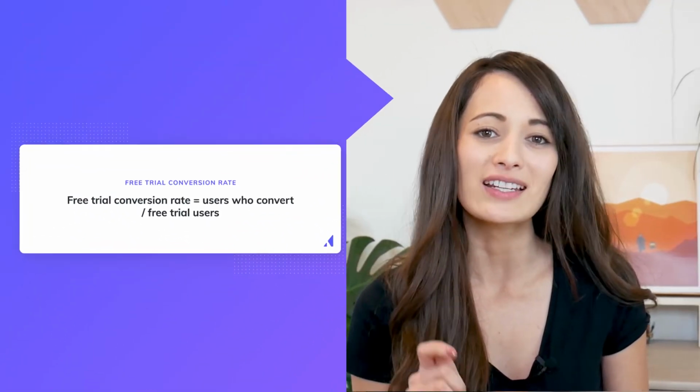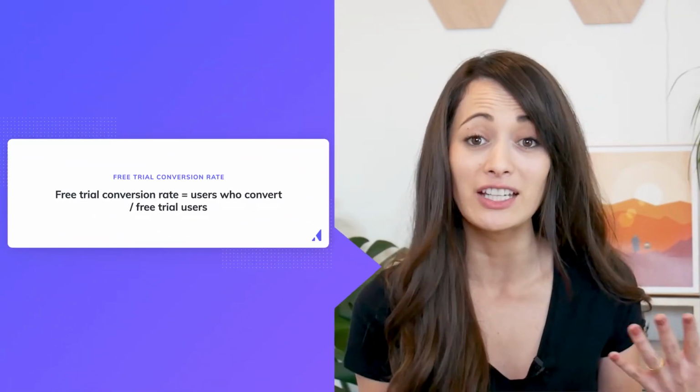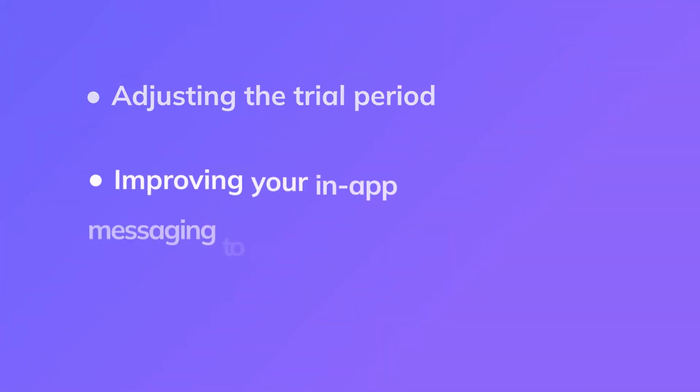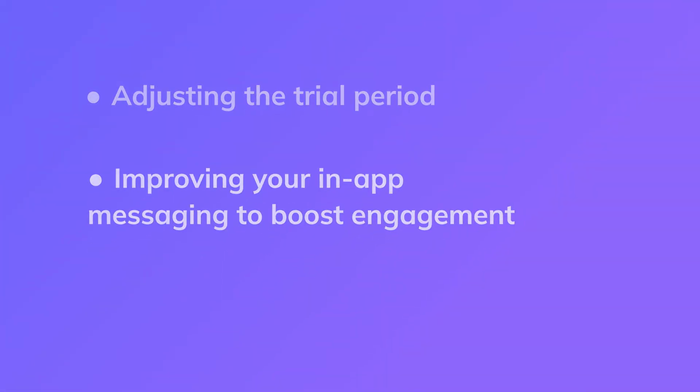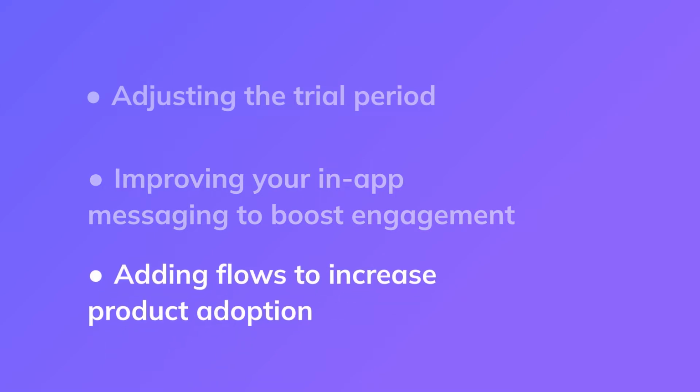Over time, these optimizations will create a more engaged user base that's far less likely to churn. Third, we've got free trial conversion rate. The free trial conversion rate is the percentage of free trial users who become paid users over the course of their trial. This rate is handy for judging how well your onboarding shows users the value of your paid options. If you aren't hitting your conversion rate KPIs, you can try retooling your onboarding flows by adjusting the trial period, improving your in-app messaging to boost engagement, and adding flows to increase product adoption.